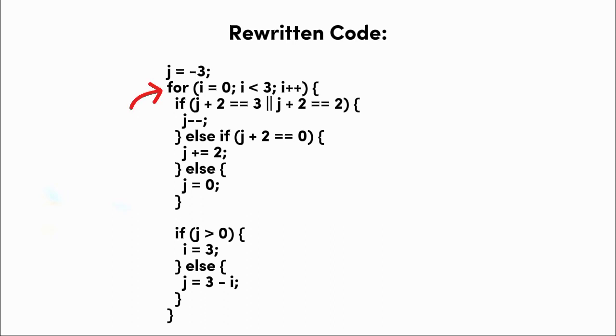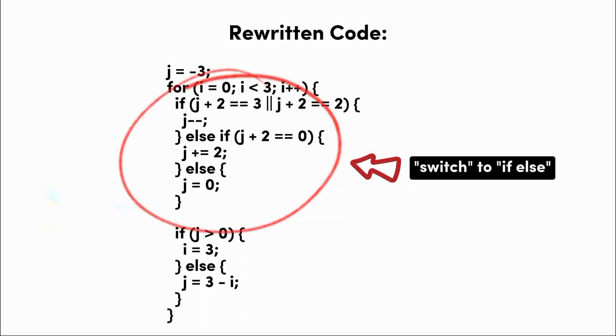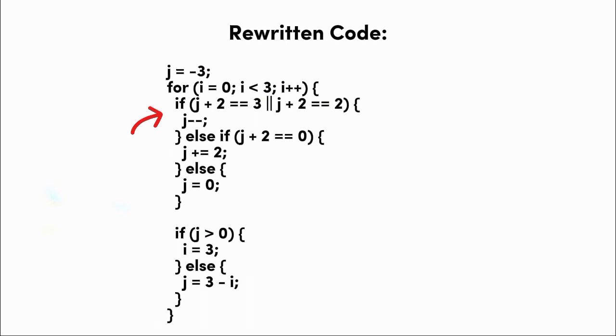So for us to avoid using break in the program, we converted the switch statements into an if-else statement. For condition 1, if j plus 2 equals 3 or 2, decrement j by 1. And for condition 2, if j plus 2 equals 0, increment j by 2. And if neither condition is met, set j to 0.